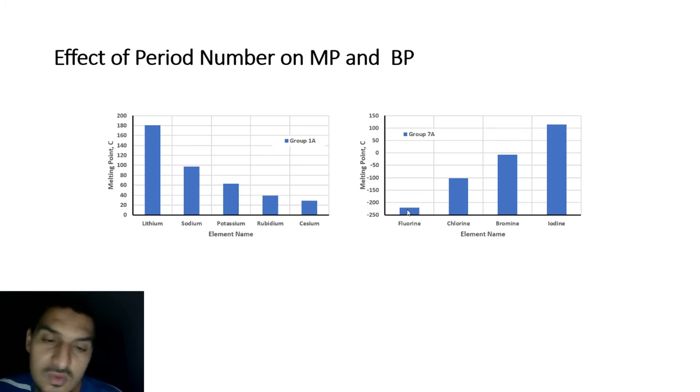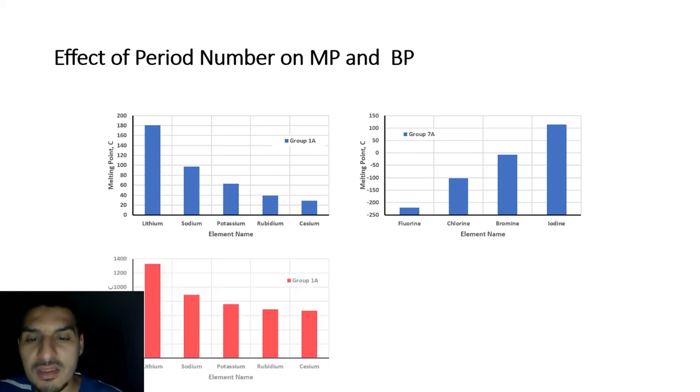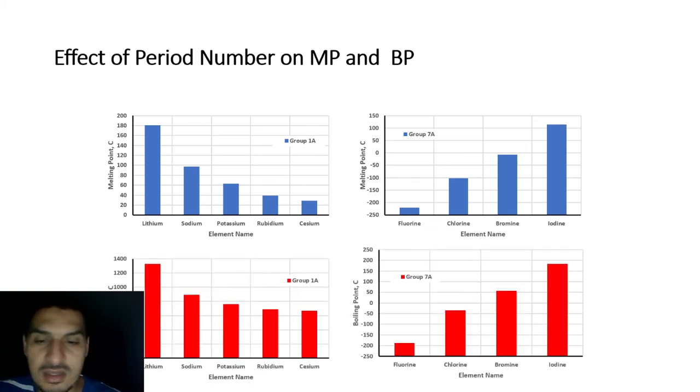And it works the other way. You'd see that fluorine, chlorine, bromine, iodine, it gets higher as the atomic number increases. The same trend is shown here for the boiling point. The highest boiling point is for lithium. It gets smaller, lower, till we reach cesium. The other way in boiling point, the fluorine has the smallest boiling point, and as we go up, we find iodine has the maximum boiling point.